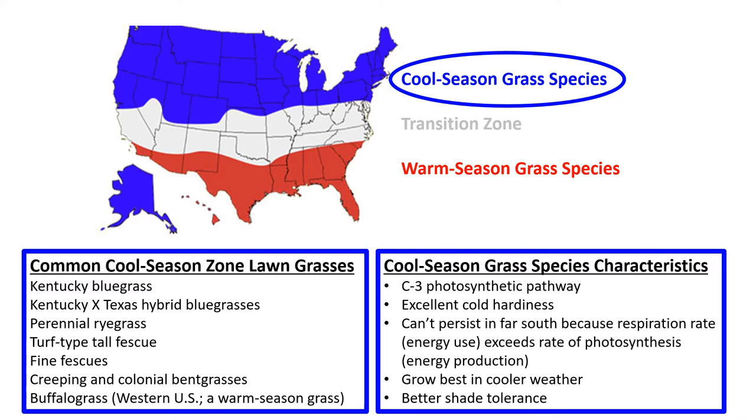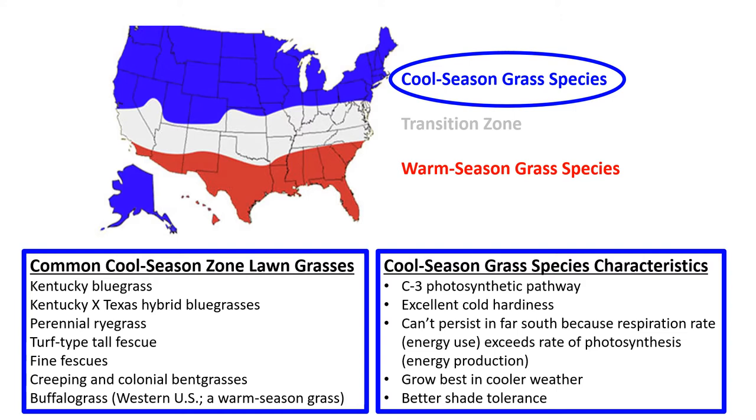Now, something I wanted to point out is in this box over here, it says buffalo grass, and buffalo grass is a warm season grass, but it's one that can do well in the cool season part of the United States. So it's listed there under cool season zone grasses, but it is really a warm season grass. So just wanted to point that out.